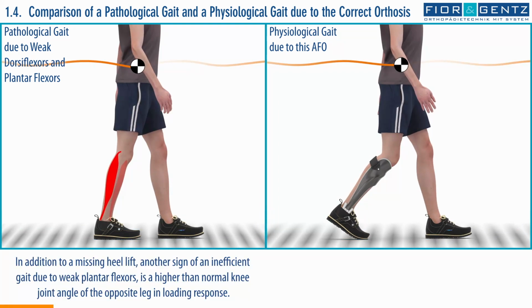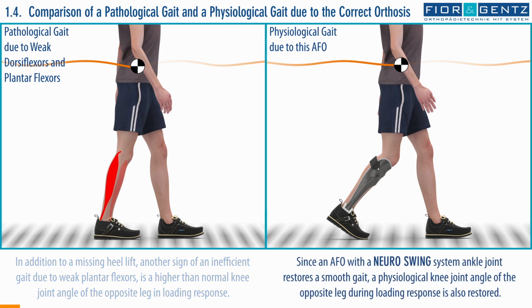In addition to a missing heel lift, another sign of an inefficient gait due to weak plantar flexors is a higher than normal knee joint angle of the opposite leg in loading response. Since an AFO with a neuro swing system ankle joint restores a smooth gait, a physiological knee joint angle of the opposite leg during loading response is also restored.